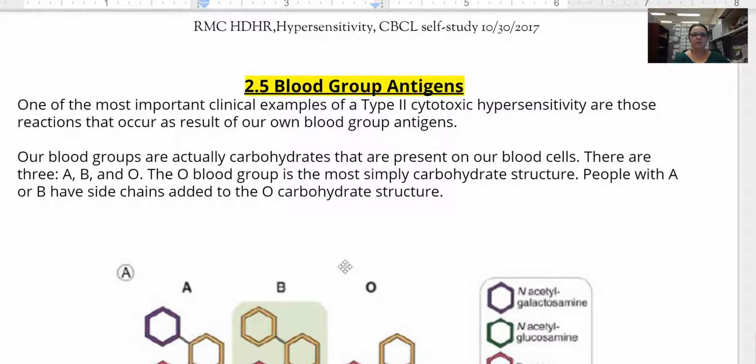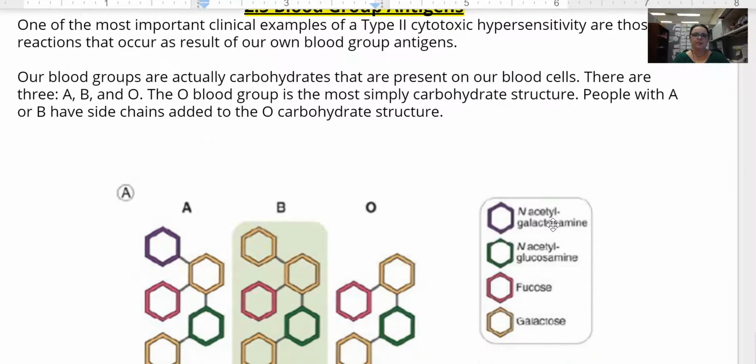Then we go into blood group antigens. And the reason we go into blood group antigens is that many of the hemolytic anemias are actually a result of a type 2 hypersensitivity. It's a reaction we didn't want to happen that led to the lysis of red blood cells. So it's a good place to introduce the concept of red blood cells and how antibodies might bind to them.